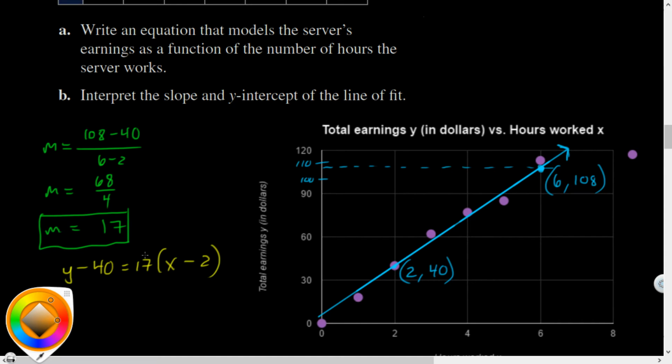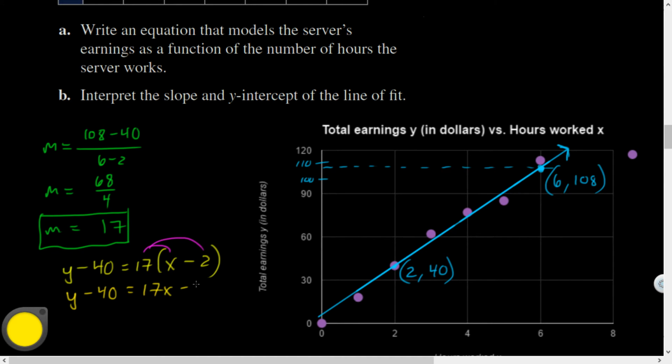And let's do some distributing. I've been using purple for distribution for quite a while here, so I might as well be consistent. So y minus 40 equals 17x minus 34. And then we'll add 40 to both sides. You guys are getting so good at solving, I know.